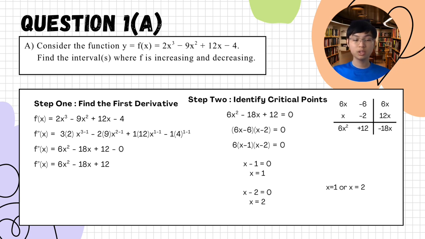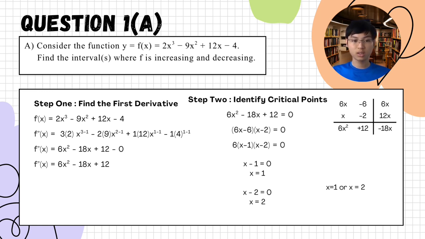Everyone, I will introduce question 1. Question 1a: we need to consider the function y = f(x) = 2x^3 - 9x^2 + 12x - 4. We need to find the intervals where f is increasing and decreasing.